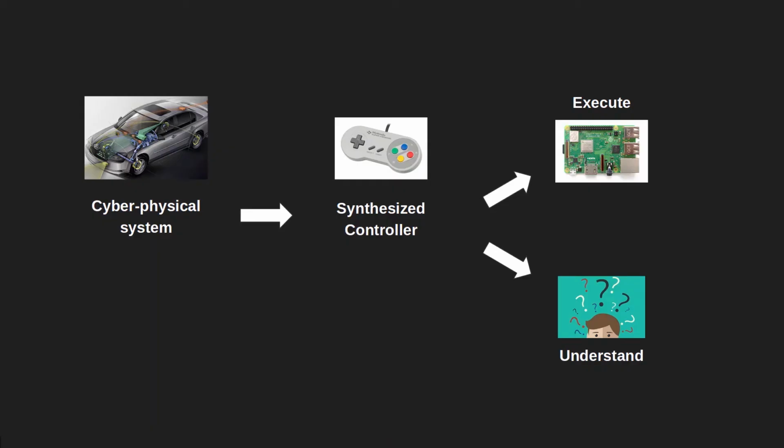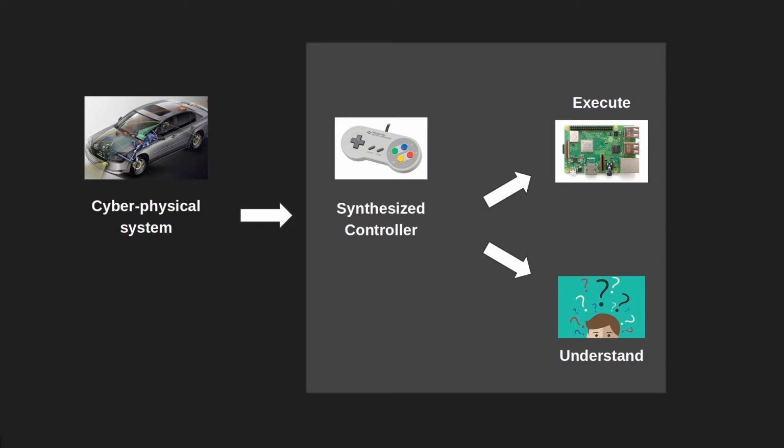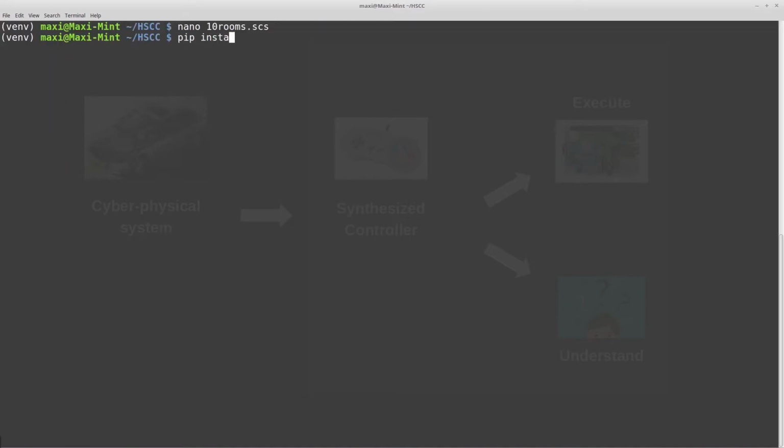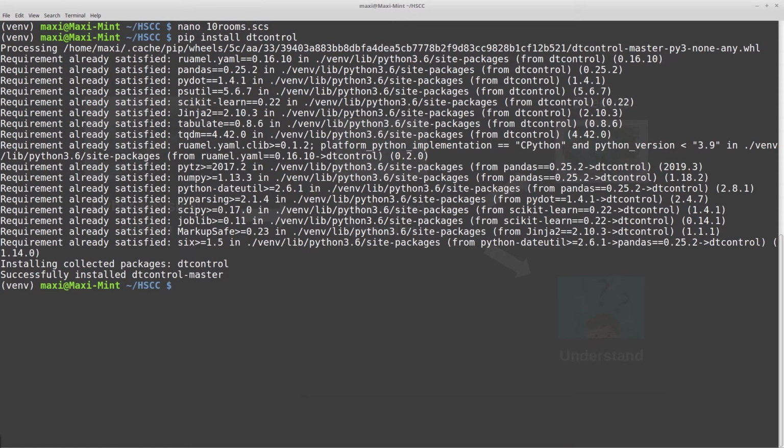So, as we just saw, understanding and executing a controller is difficult. But dtControl comes to save the day. So how does it do that? Let me show you. Of course, first we have to install dtControl, which works by just typing pip install dtControl, assuming you have Python 3. When the installation is done, we can call the tool, give it the model file as input, and use one of the many algorithms that the tool supports in order to construct a decision tree.